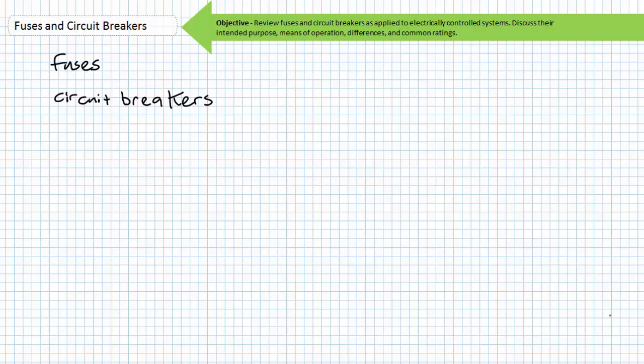I'm your instructor, Jim Pytel, and today's topic of discussion is fuses and circuit breakers. Our objective today is to review two common circuit protection devices, fuses and circuit breakers. We'll discuss their intended purpose, means of operation, differences between them, and common ratings.